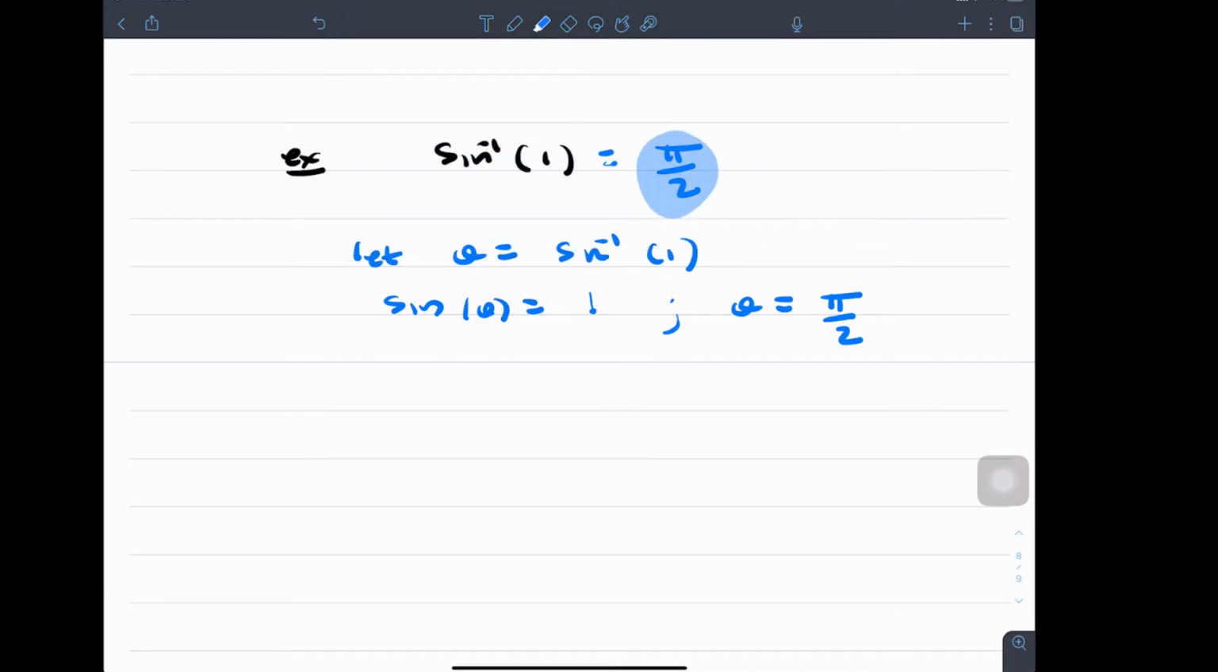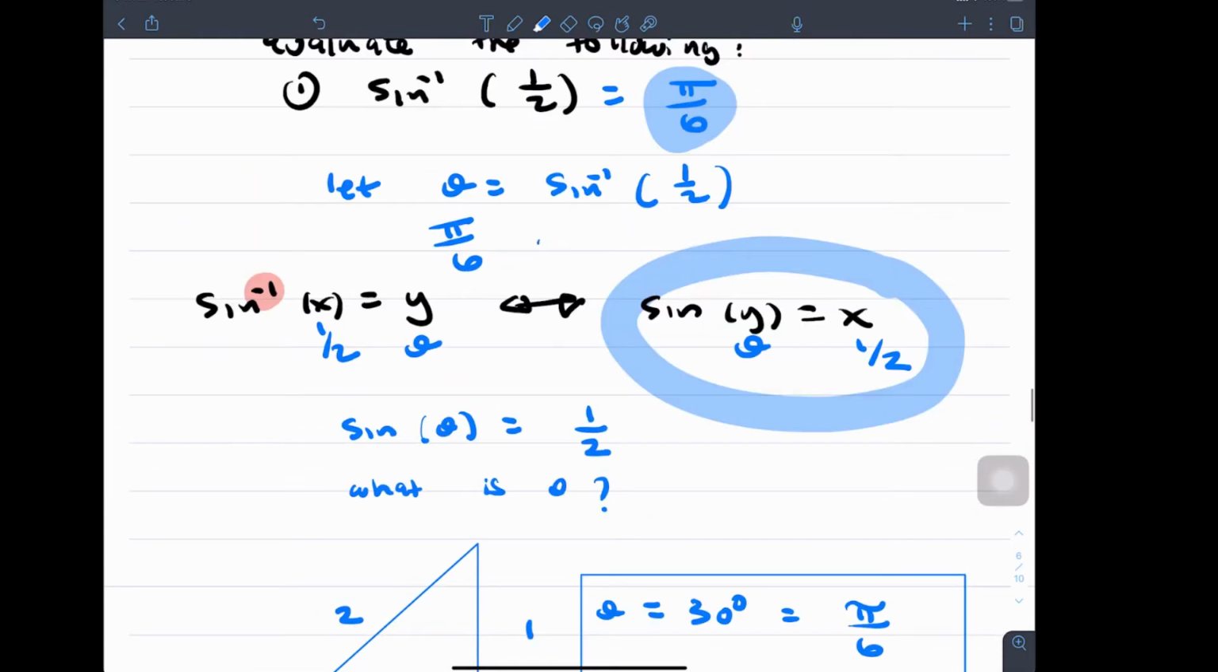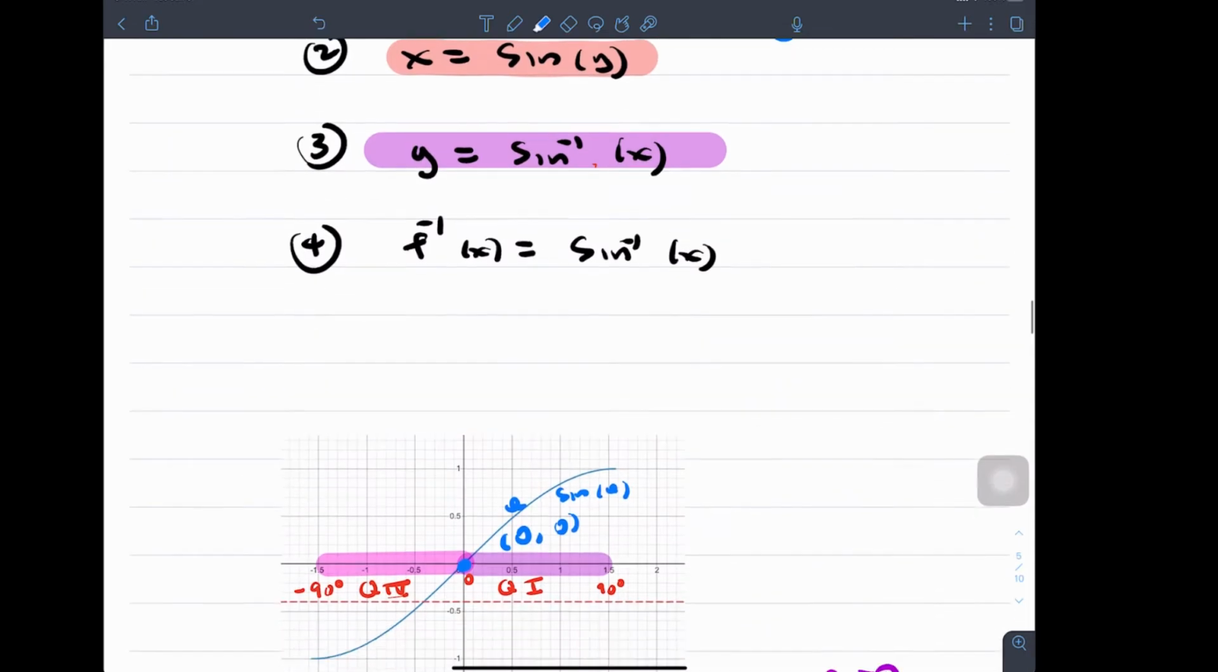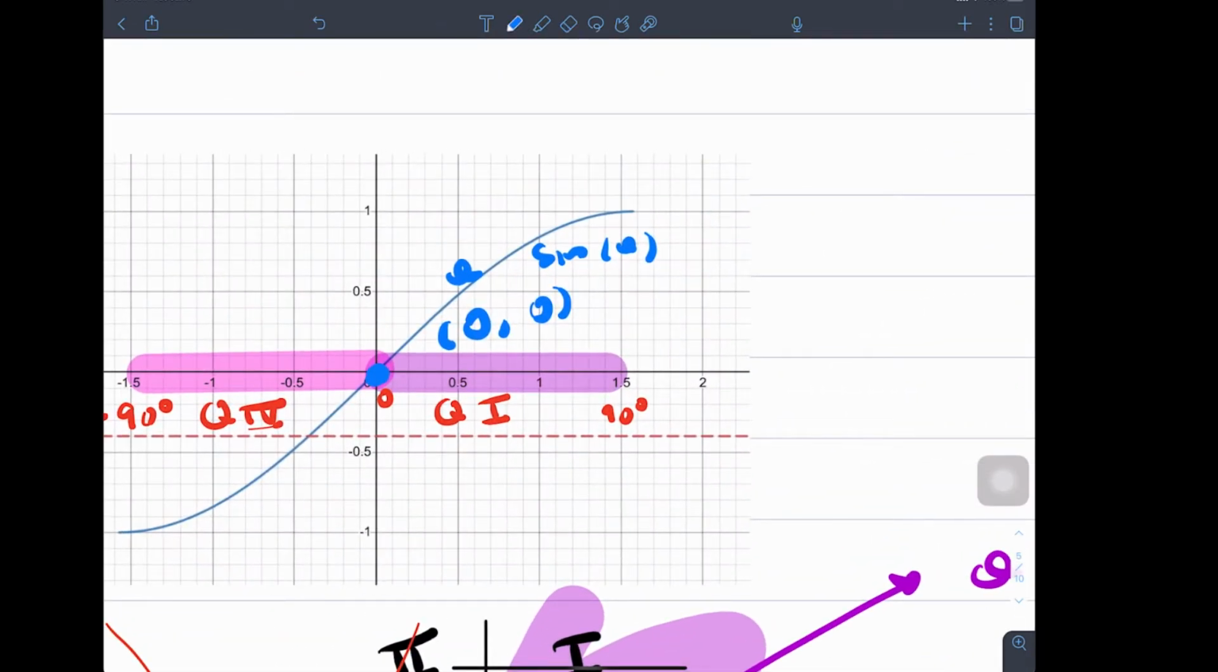Maybe you just have to go back to the sine curve. You go, what sine curve? Right over here. You're talking about this point. That happens when theta, what's 90 degrees again? Pi over 2. And this is where 1 would be. Okay, easy breezy, lemon squeezy.